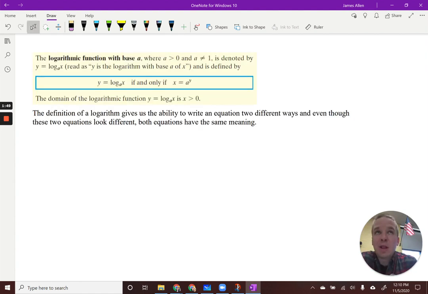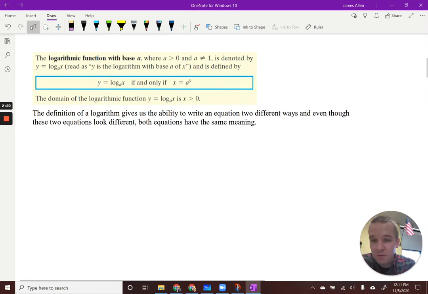So let's get talking about some logarithmic functions with base a. So a will be some number, right? But a needs to be greater than 0 and not equal to 1, once again. So similar kind of thing going on as compared to exponentials, right? And it's denoted by y equals log base a of x, if and only if x equals a to the y, right? We can write it in logarithmic or exponential form. And we're actually going to practice that here in just a little bit.